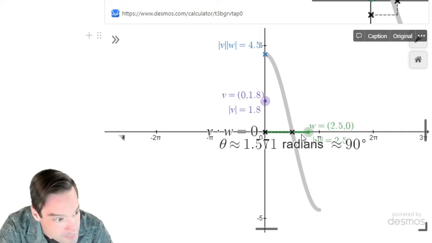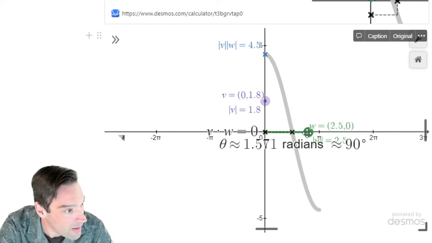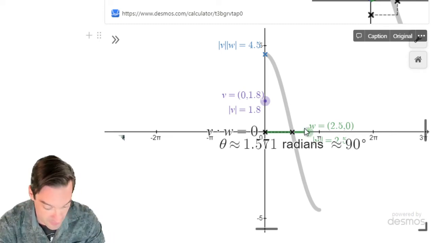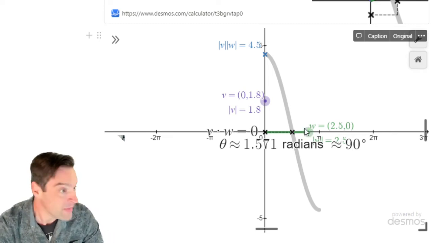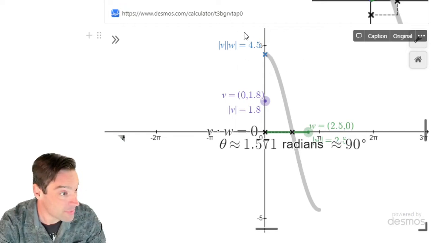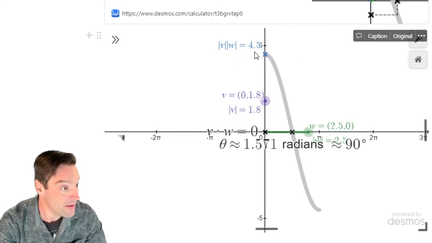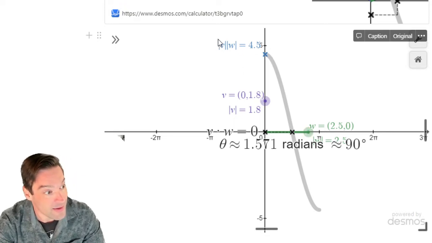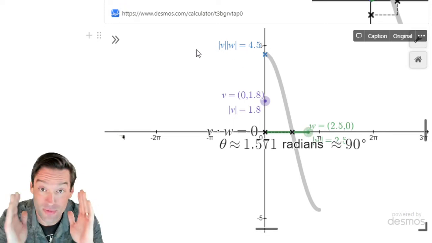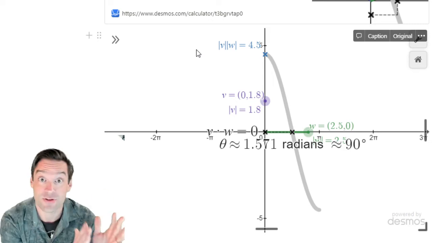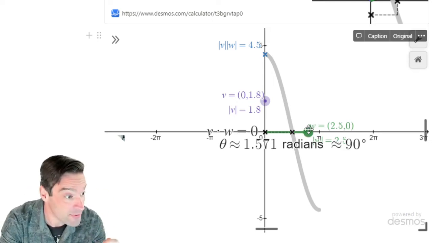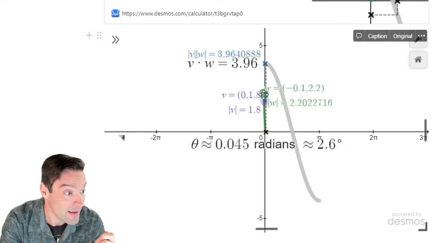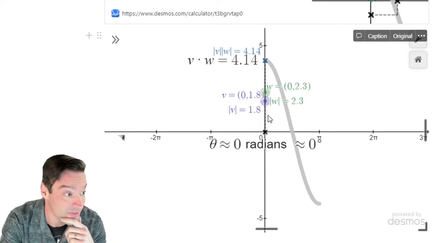Sorry, say again? I think 1. Well, the largest value that the cosine function can take is 1. But this appears to be able to take a larger value, right? The amplitude of this cosine function, the highest point, is the product of the magnitude of v with the magnitude of w. So the largest value that a dot product can take is the product of the magnitudes of v and w.